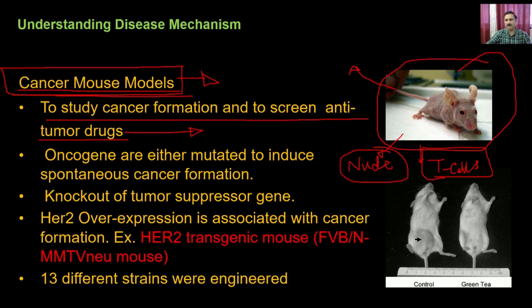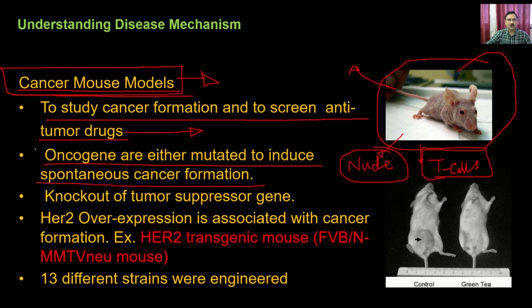So this is a typical traditional way of developing cancer. What you do is you take the nude mice, you inject cancer cells of human origin, and those cancer cells are going to grow in these mice, and that's how they are going to give you the cancer. So oncogenes are either mutated to induce spontaneous cancer formation.